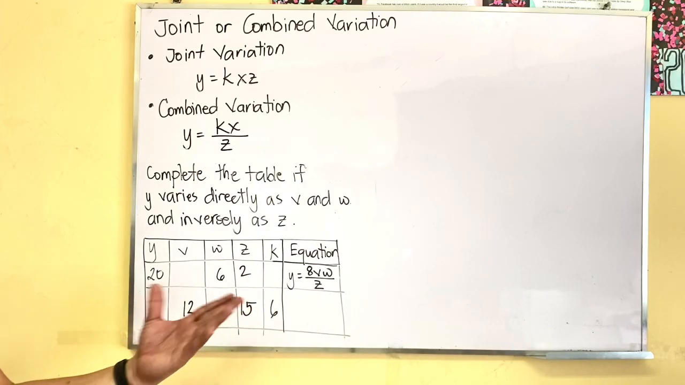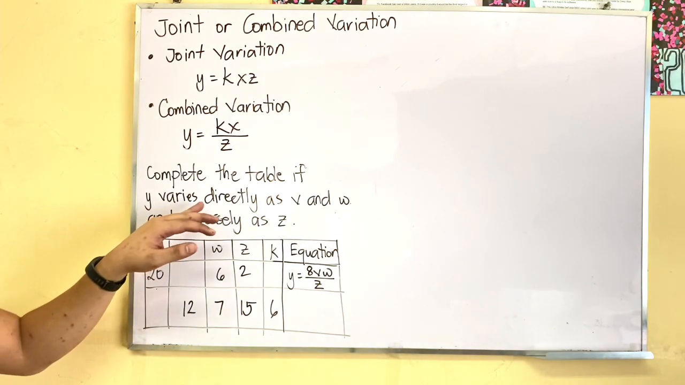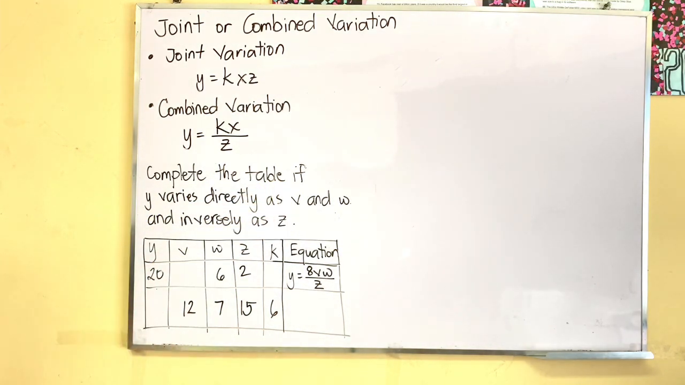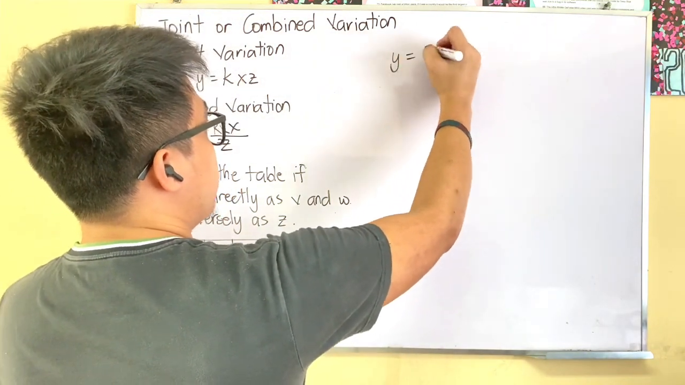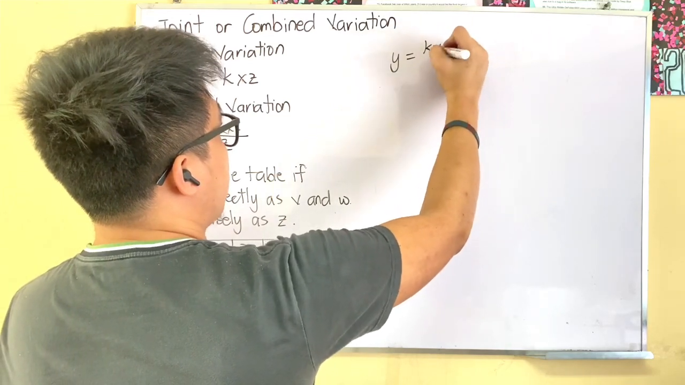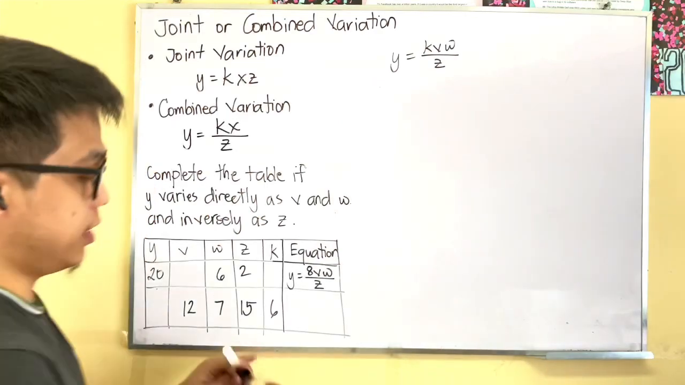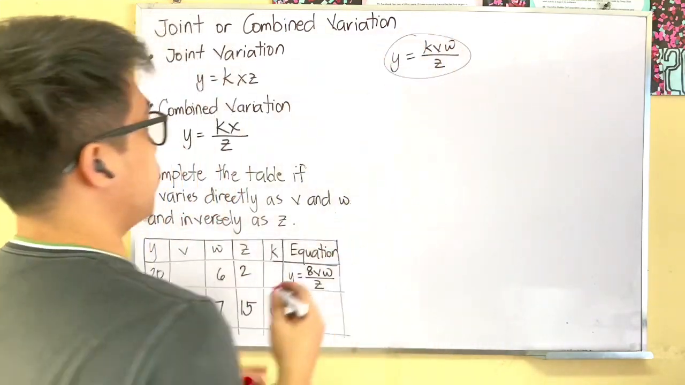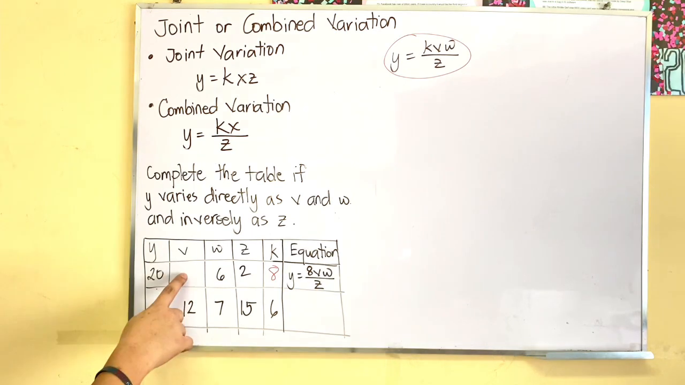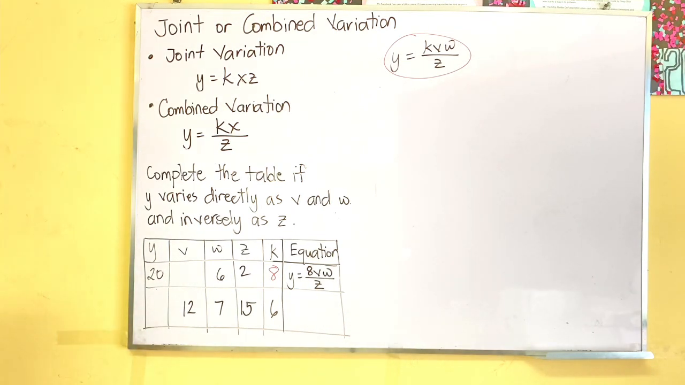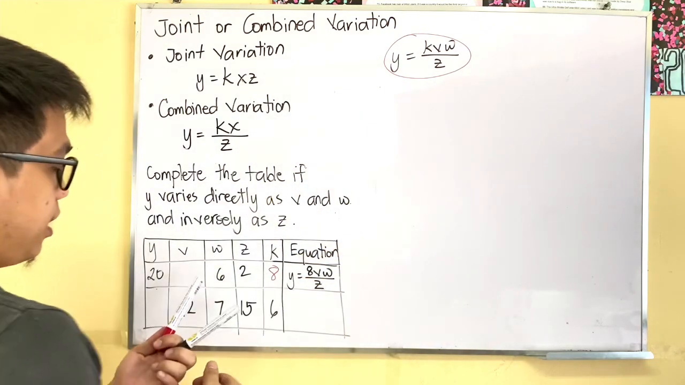Okay, so let us start completing the table below when Y varies directly as V and W and inversely as Z. So from this given statement, masasabi natin na Y varies directly as V and W but inversely as Z. So that will be our equation. Next one, hanapin naman natin si V and si K. Kung makikita nyo rito, meron na agad tayong K. And the value of K is 8. Napakasimple. Ang hanapin natin ngayon is yung ating V. How will we find the V?